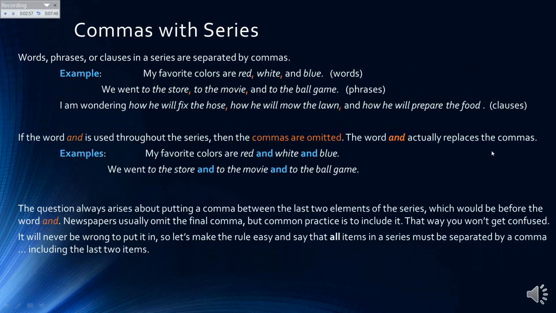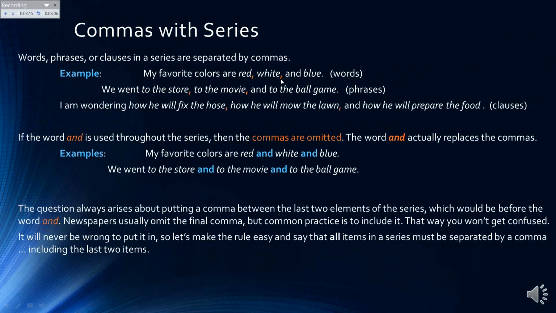So what I want to do is come back up here. You see where my cursor is? My favorite colors are red, white, and blue. In the newspapers, you'll find that they'll say red, comma, white, then they leave this comma out. But it is not wrong to put it in.